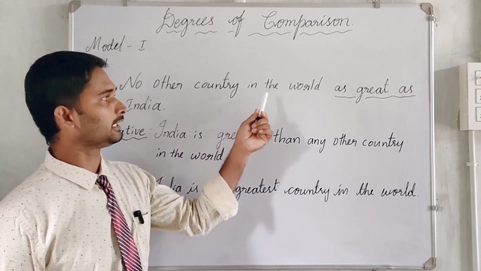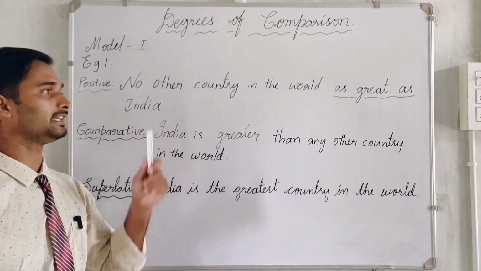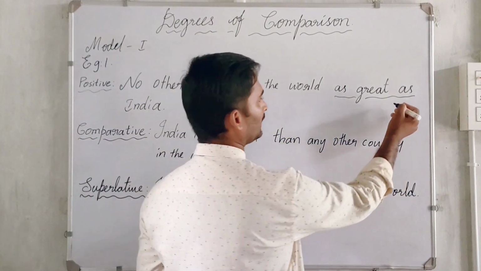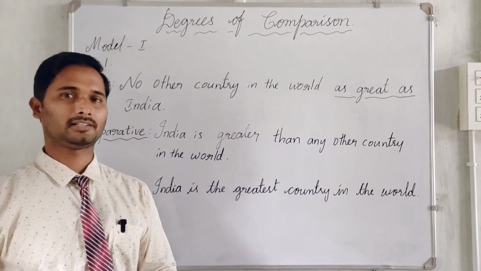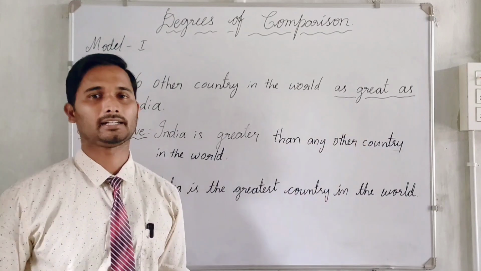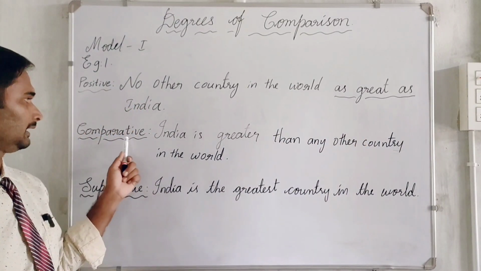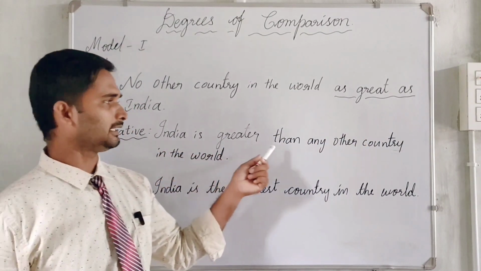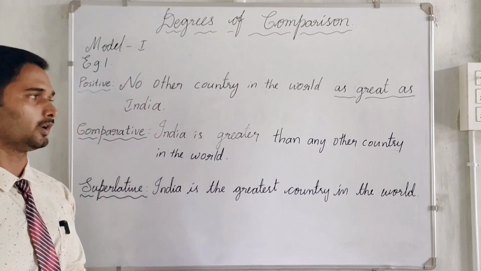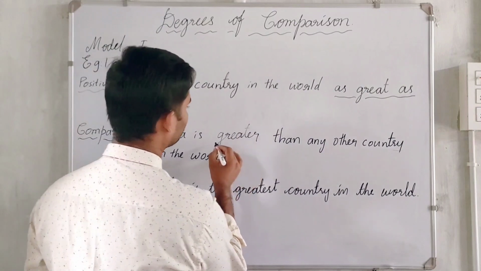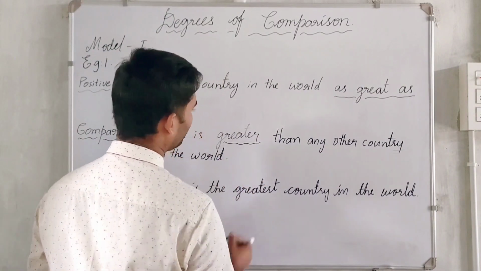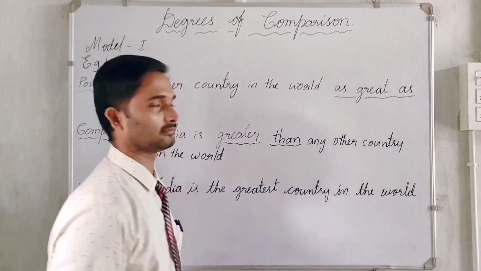Positive. No other country in the world is as great as India. As great as is comparing with none, which means no comparison is made in the first sentence, the positive one. Let us see the next comparative form. India is greater than any other country in the world. Here, India is compared with other countries. In the comparative form we have used greater than.